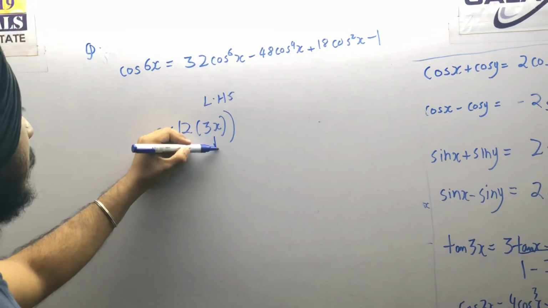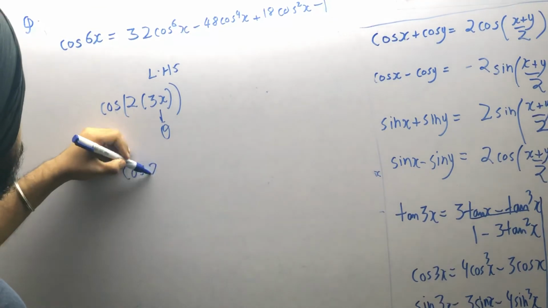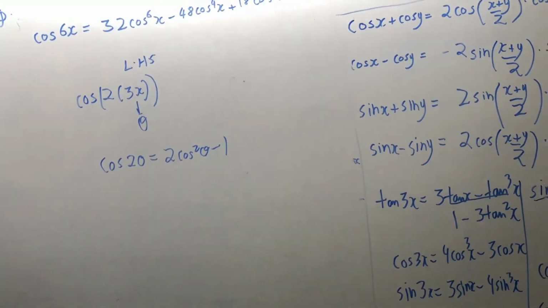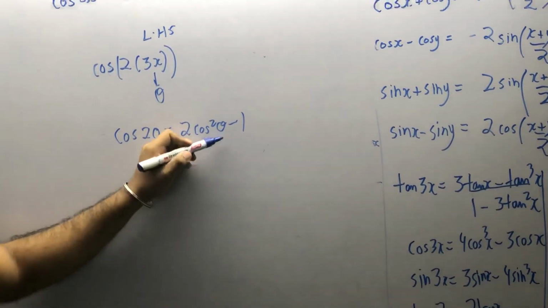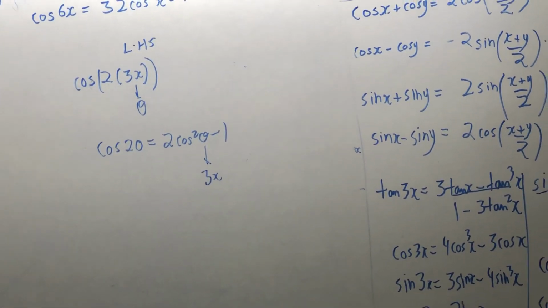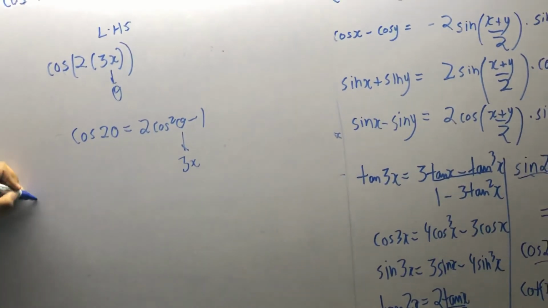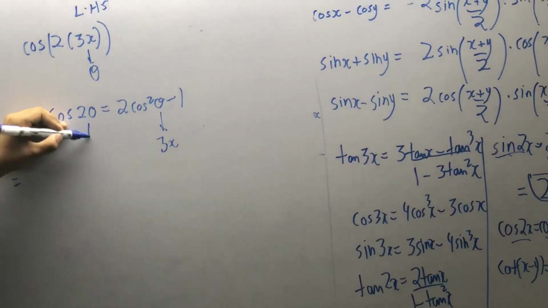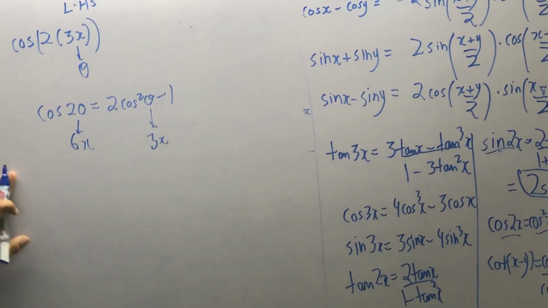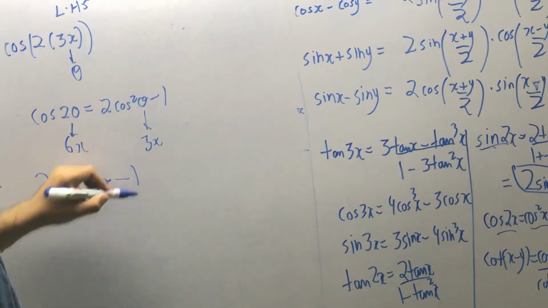What is cos 2 3x? You can assume 3x as theta. So cos 2 theta, right? Cos 2 theta is two cos square theta minus 1. Theta is how much? 3x. So just substitute in the value. If this is 6x, this will be 3x. So instead of cos 6x I can write 2 cos square 3x minus 1.